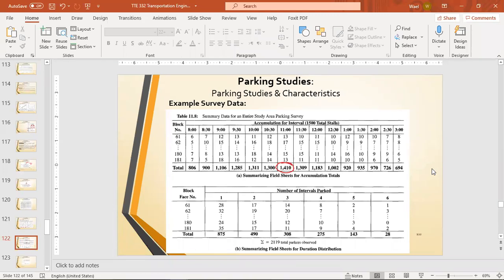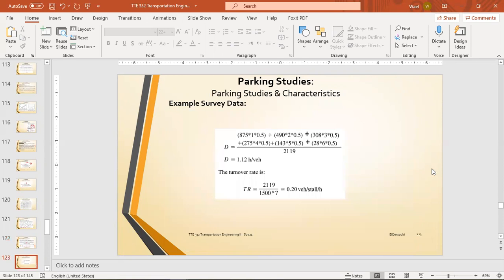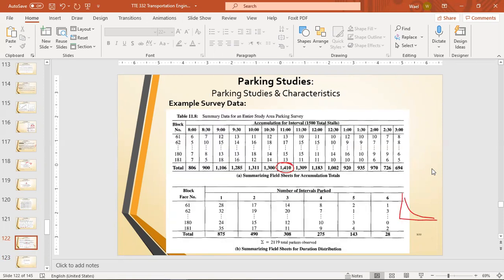Here we summarize field sheets for accumulation totals, and here for duration distribution. For the duration distribution, for one interval we had 875, for 2 intervals 490, for 3 intervals 300, and so on. As you can see, it's kind of a negative exponential like this. This one is similar to the peak hour traffic demand. So if we want to take this out and go to the sheet here.